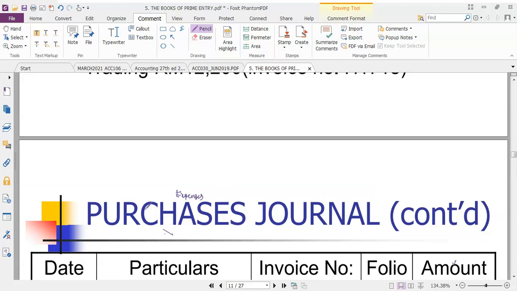Okay? Purchases ni nama yang lebih spesifik. Okay, expenses ni adalah elemen yang orang kata secara generally. Okay, expenses ni ada banyak jenis. Okay, salah satunya adalah purchases. So, purchases is under expenses. So, you kena ingat ni.